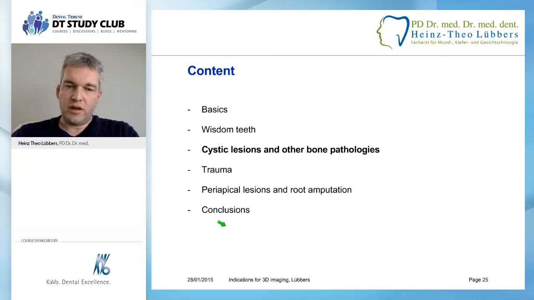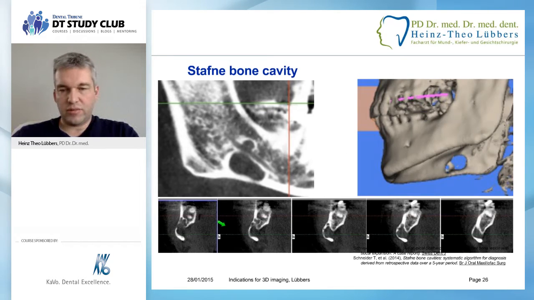Cystic lesions. I want to show some bone pathologies like this Stafne bone cavity, Stafne cyst, which normally is a pretty clear shot already at the OPT. I mean, this is more or less a clear situation, unless you have something like this, which might not be typical for a Stafne. Normally it's below the nerve canal. And then, of course, in the cone beam, you can easily see the lingual opening of the situation. And this slide also shows what you should not do.